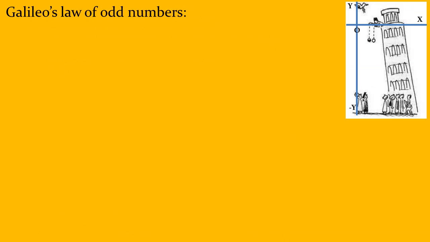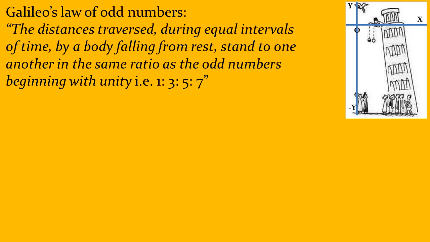Now let us, based on the last graph which we saw, see Galileo's law of odd numbers. Now, what did Galileo state after doing his experiments? He said the distance traveled during equal intervals of time by a body falling from rest. Here is a body falling from rest. Stand one to another in the ratio as the odd numbers, beginning with unity. That is 1 is to 3 is to 5 is to 7.